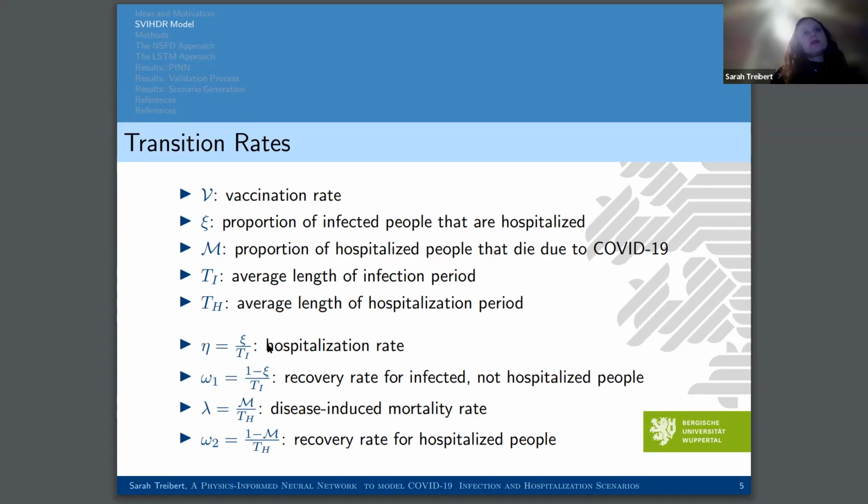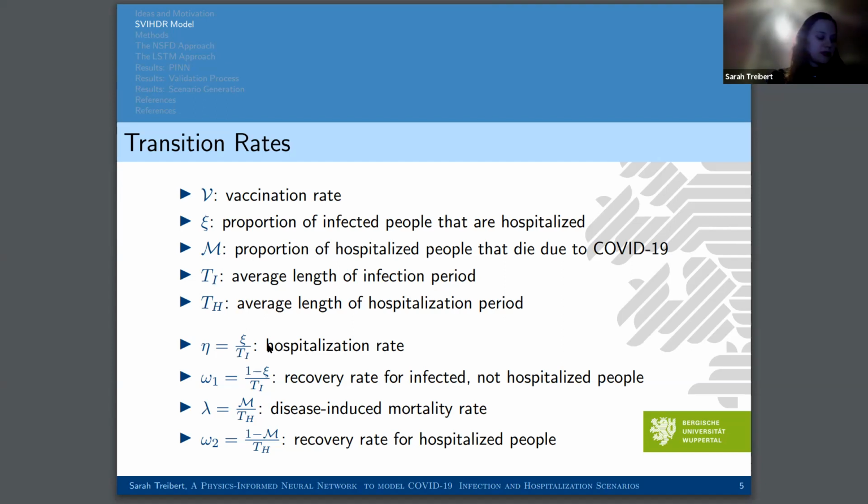Okay, we have got transition rates. They describe the transition between different compartments. At first, we have got a vaccination rate. Then we've got a proportion of infected people that are hospitalized. We've got the proportion of hospitalized people that die due to or for reasons related to COVID-19. We have got the average length of the infection period and the average length of the hospitalization period, and thus we can compute our rates.